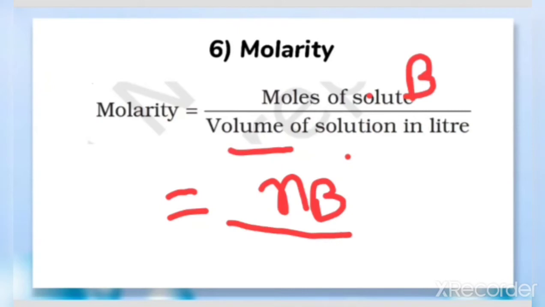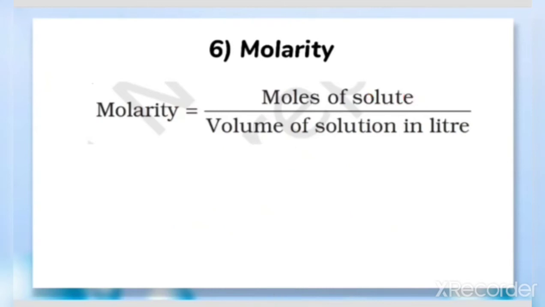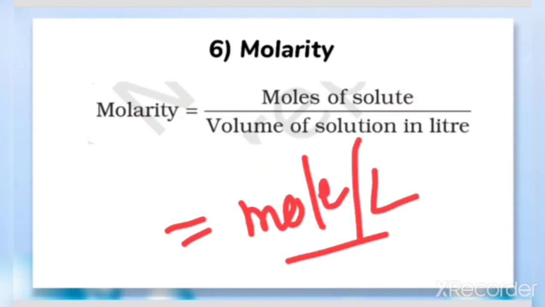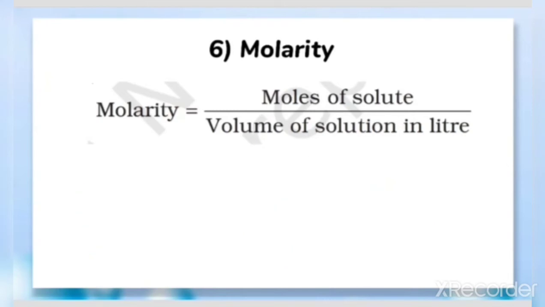So the number of moles of solute dissolved in 1 liter of solution, that is the volume is taken in liters. But if it is in ml, we have to multiply by 1000. What about the unit? The unit for molarity is mole per liter. And we represent the molarity with capital M.